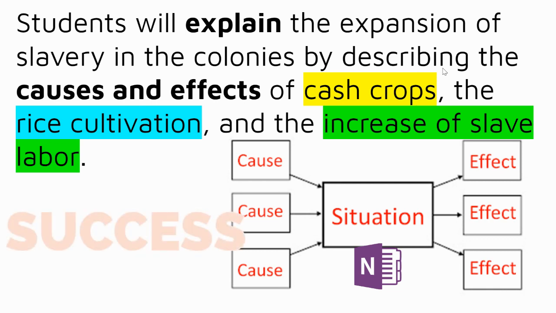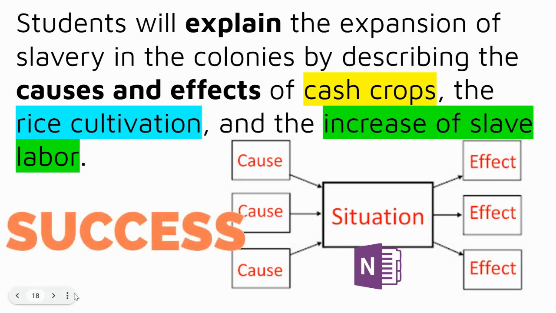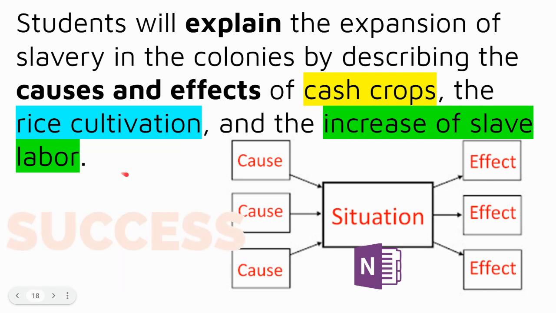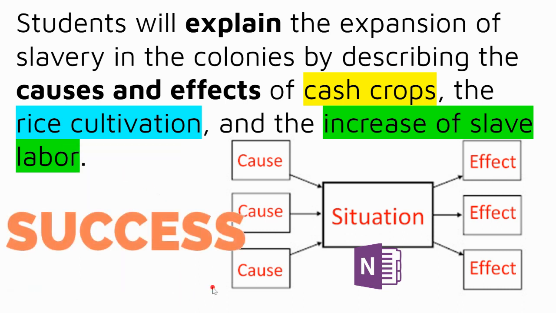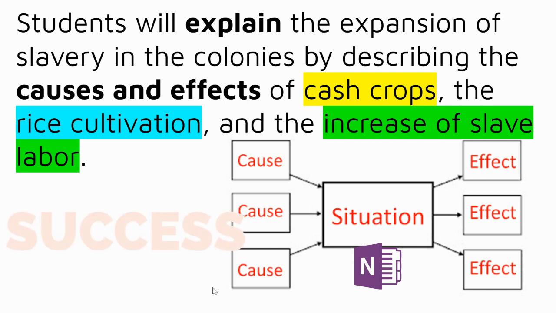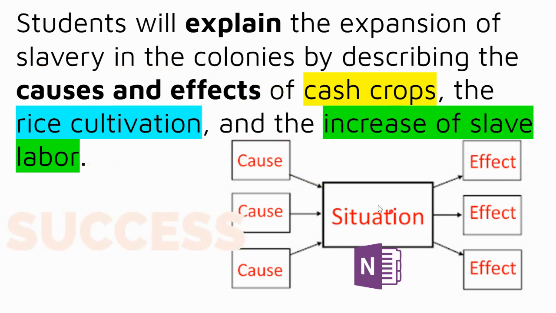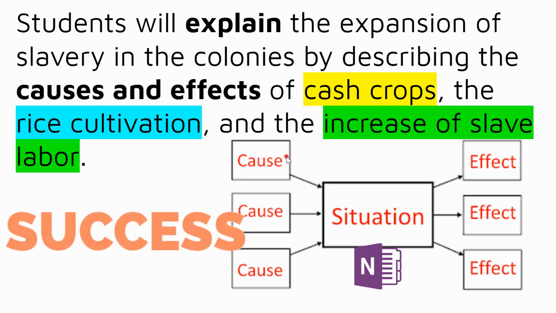I wanted to give you some lecture notes on Chapter 4, Lesson 2.1, Slavery Expands. Why don't you pause here and just read the success criteria? All right, now that you've done that, we're looking at causes and effects of these things. Why did slavery expand?